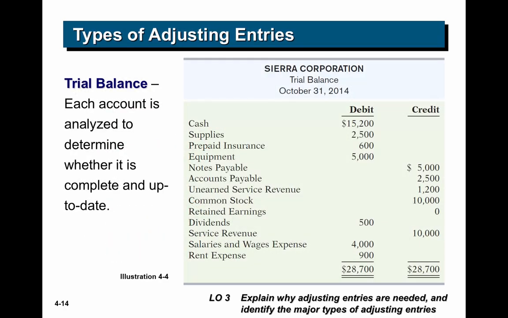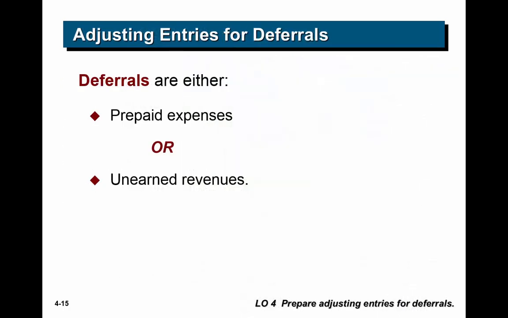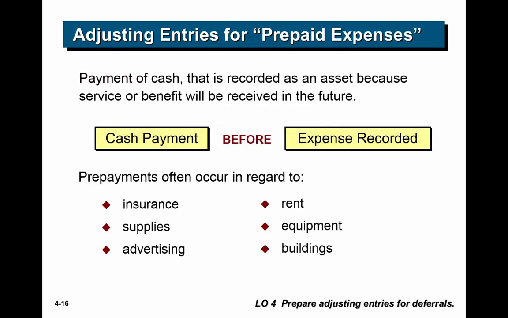So there's a trial balance. We learned about those in Chapter 3. And each account, we would look at them and analyze them to see if there are any adjusting entries that we have to make. So we mentioned the deferrals, prepaid expense, and unearned revenues. Again, a prepaid expense is a payment of cash that's recorded as an asset before service because the service or benefit will be received in the future. They often occur with insurance and rent, I think are the most common. And then there's another form of that which we'll talk about that involves depreciation.